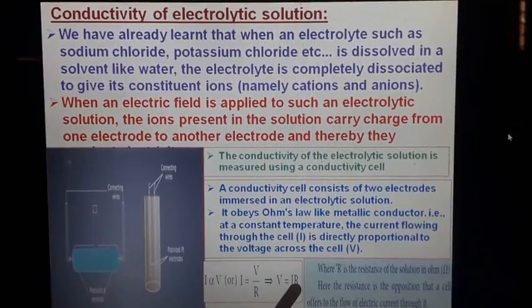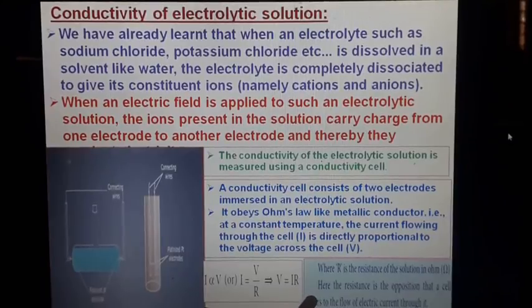R is the resistance of the solution in ohm. The resistance is the opposition that the cell offers to the flow of electric current through it. This is very, very important. What is R? Next, resistivity.